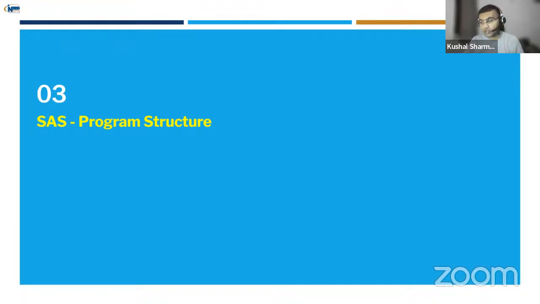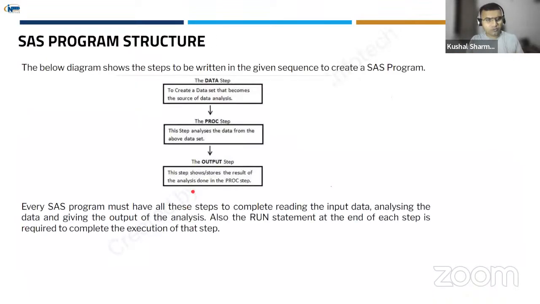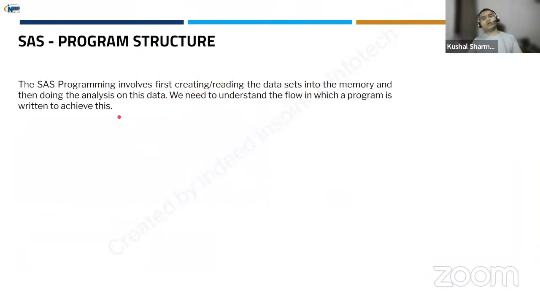So now we are on chapter 3, and this particular chapter talks about the program structure. Program structure basically involves a couple of things: a data step, a proc step, and the output step. So three steps are there. SAS programming involves first creating and reading the data set into the memory. So what is the first step? The first step is about data, because it is a statistical tool, an analytical tool. For statistics, for analytics, what is the first thing we require? We require data. So SAS programming involves first creating and reading the data set into the memory, and then doing analysis on this particular data set.